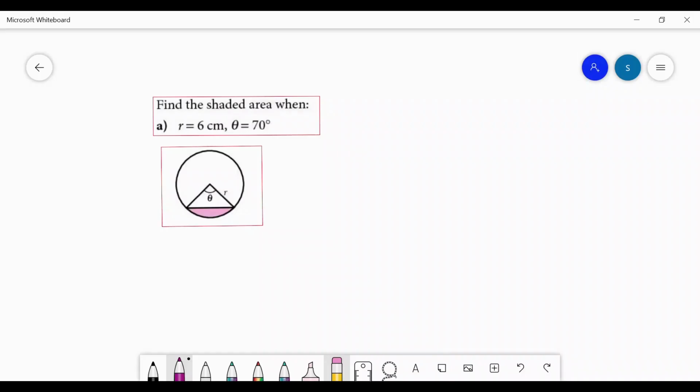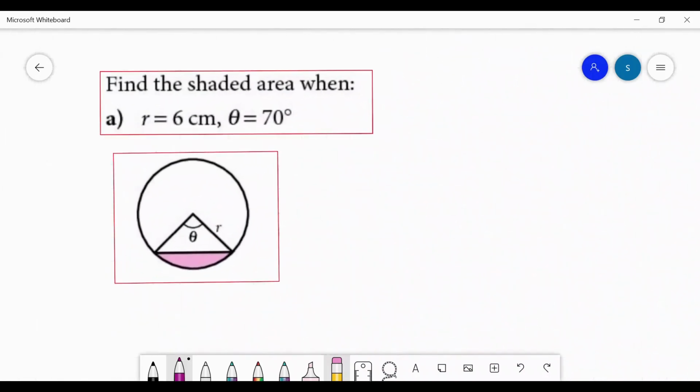Next, we have find the shaded area when r equal to 6 centimeters and theta equal to 70 degrees. In this circle, we have r as 6 centimeters. So basically this is going to be 6 and this is going to be 6 as well. And theta is equal to 70. We are supposed to find the shaded area, which is the area of this minor segment. The way that you do that is you're going to take the area of the entire sector, this complete sector. And from that, you're going to subtract the area of this triangle. And what is left will be the area of the minor segment. So let's put that into a formula.